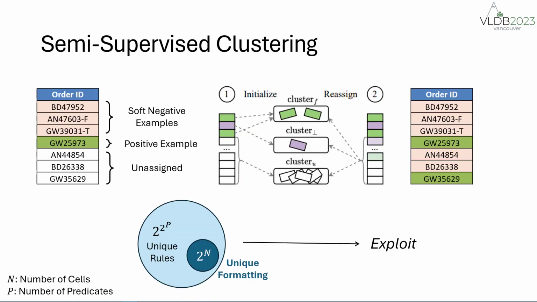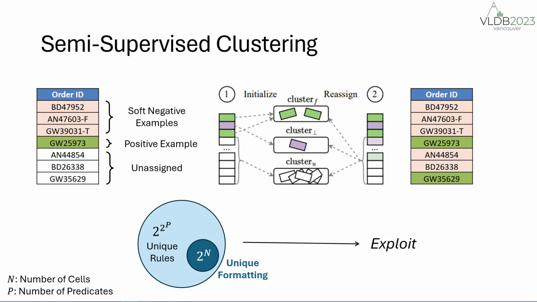Having generated predicates for the entire column, an interesting thing to note here is that the space of all possible rules that can be constructed with these predicates is 2 to the power of 2 to the power of the number of predicates. This is basically the number of distinct truth tables possible with p Boolean variables. The space of all possible formatting, on the other hand, is only 2 to the power of number of cells in the column, as each cell can be either formatted or not formatted by a rule. Cornet takes advantage of this size difference in search spaces, which shows that the formatting search space is much smaller than the rule search space.